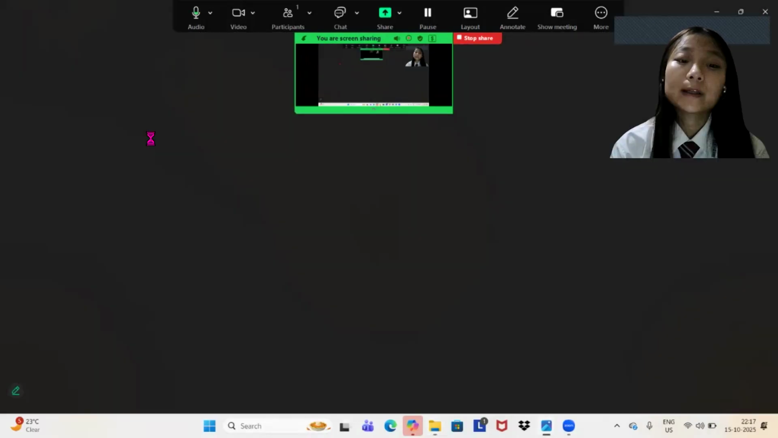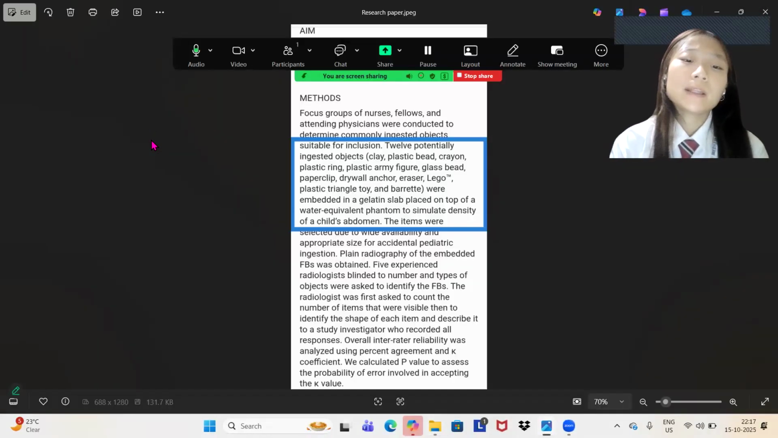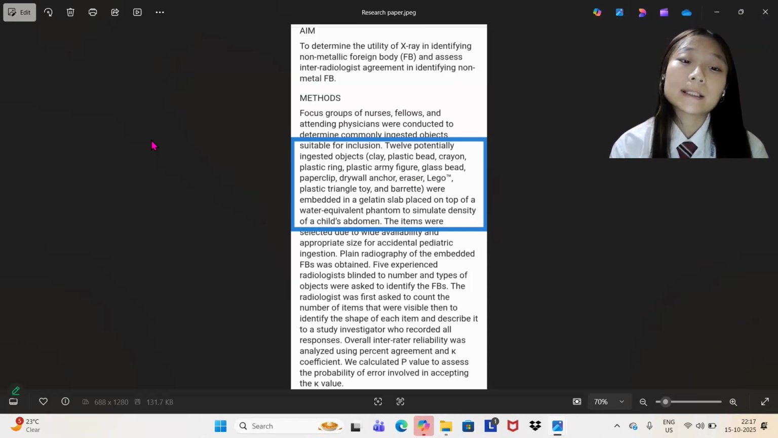Next, I will discuss the research paper titled Utility of X-ray in Identifying Non-metallic Foreign Bodies. The main aim of this study was to determine how useful X-ray is in identifying non-metallic objects and to assess the agreement among radiologists in detecting them.